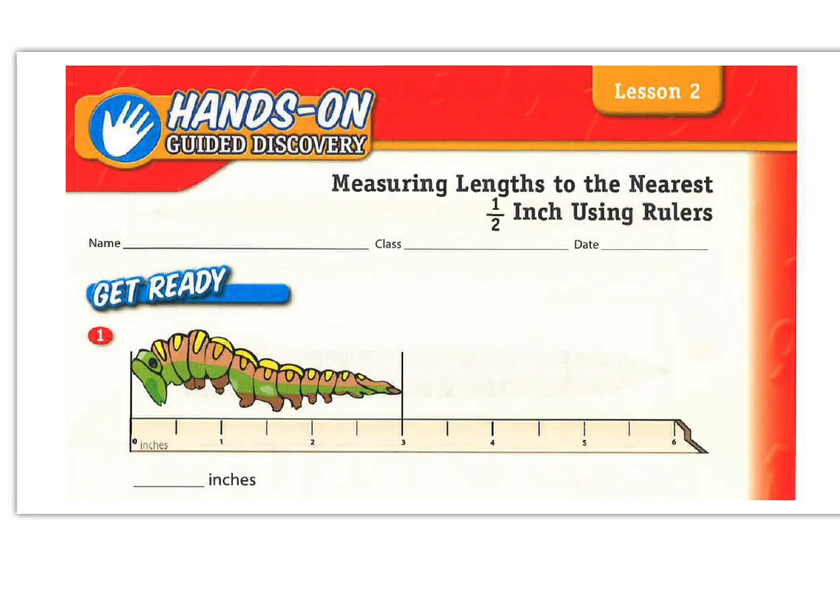So here's a hands-on lesson. It's measuring lengths to the nearest 1/2 inch using rulers. Here's an example, a little caterpillar-type bug, and we can see that it is in inches on this ruler. The ruler measures right there, which is the 3. So this is 3 inches. And notice that it is measured right from the 0, right from the end.